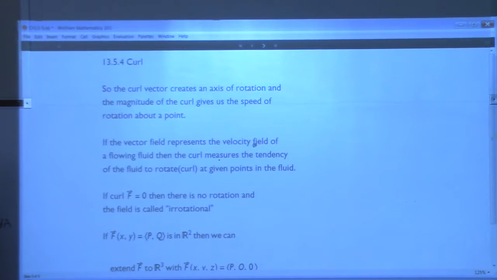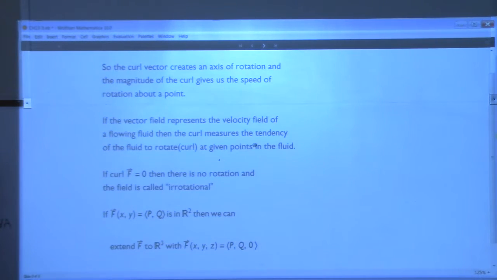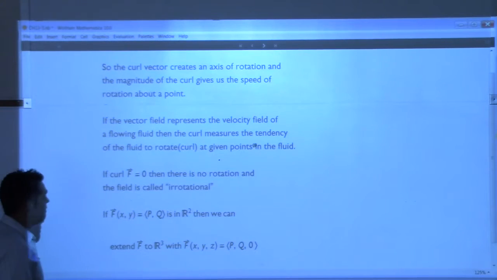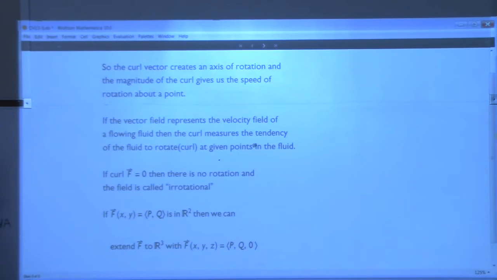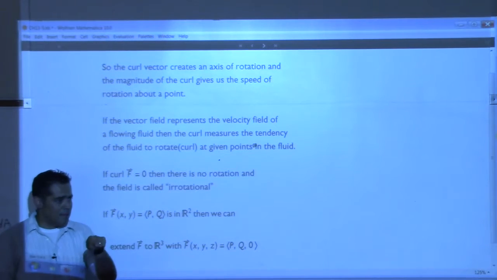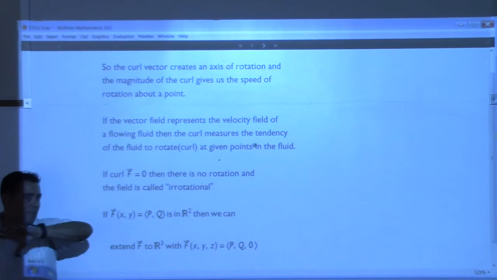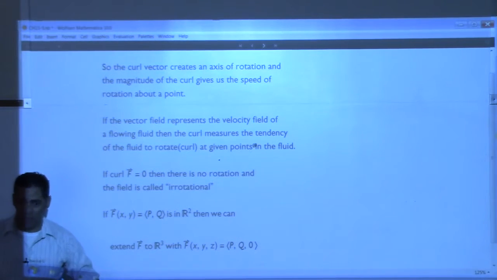So the curl of a vector field creates an axis of rotation, and the magnitude of the curl gives us a speed of rotation about a point. If the vector field represents the velocity field of a flowing fluid, then the curl measures the tendency of the fluid to rotate or curl at given points in the fluid. If the curl of a vector field is 0, then there is no rotation, and the field is called irrotational. So if you go to a certain point in the vector field and you have 0 curl, then at that point it's called irrotational, all right? My question was, what if you've got no rotation everywhere in the field? I wonder if that's special.